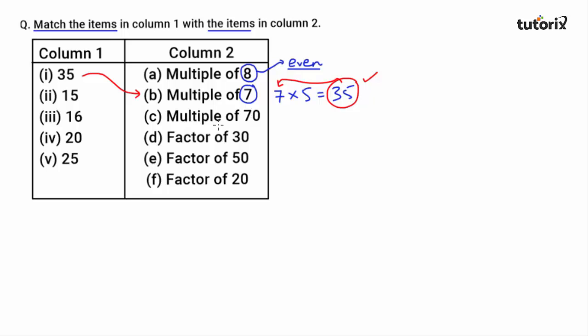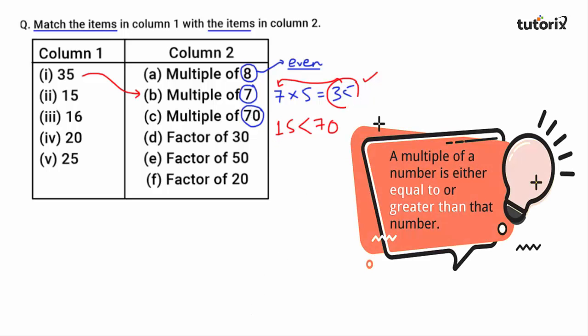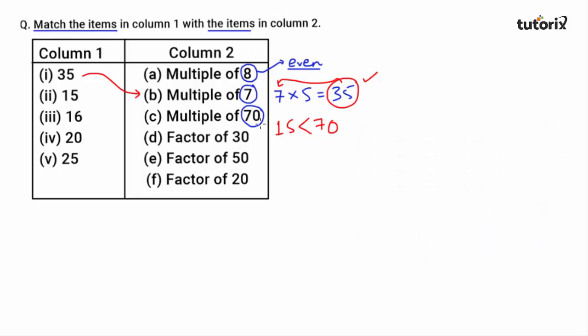Option C is multiple of 70. Can 15 ever be a multiple of 70? Well, 15 is less than 70, right? And we have studied that a multiple of any number is either equal to or greater than that number. Here, the multiple of 70 would always be either 70 or greater than 70. Clearly, 15 is not greater than 70. So, no, 15 can never be a multiple of 70. So, let's look at the next option.